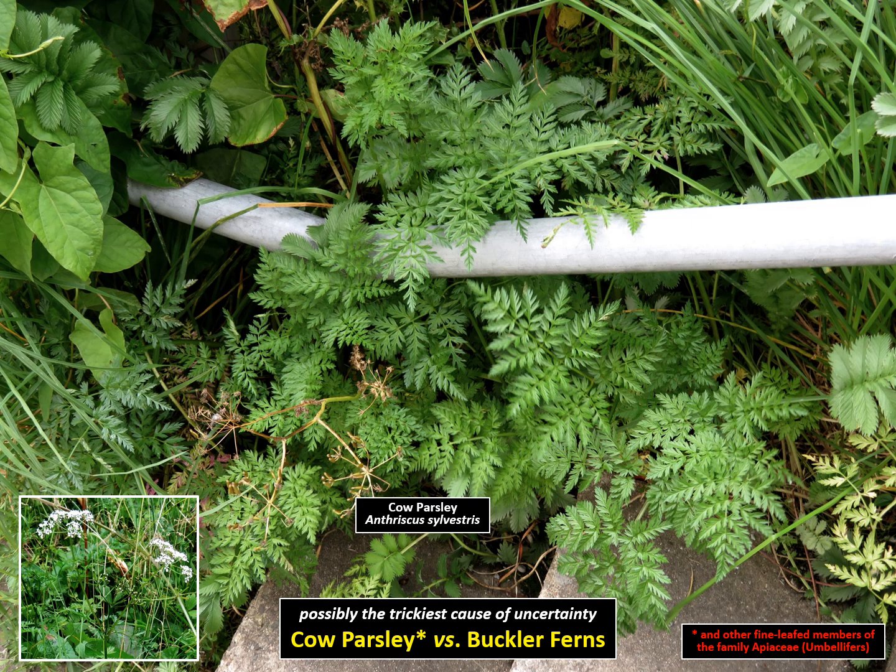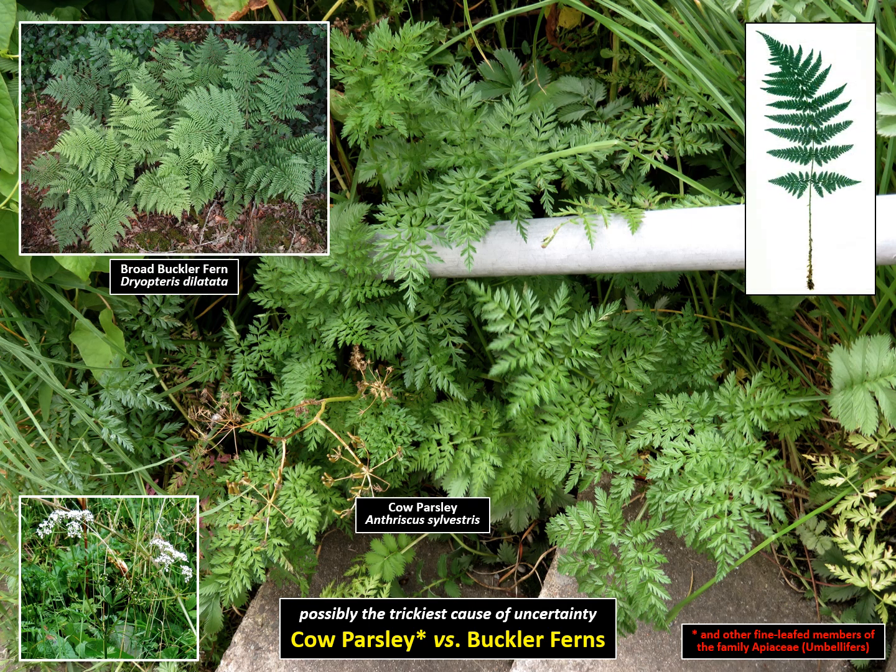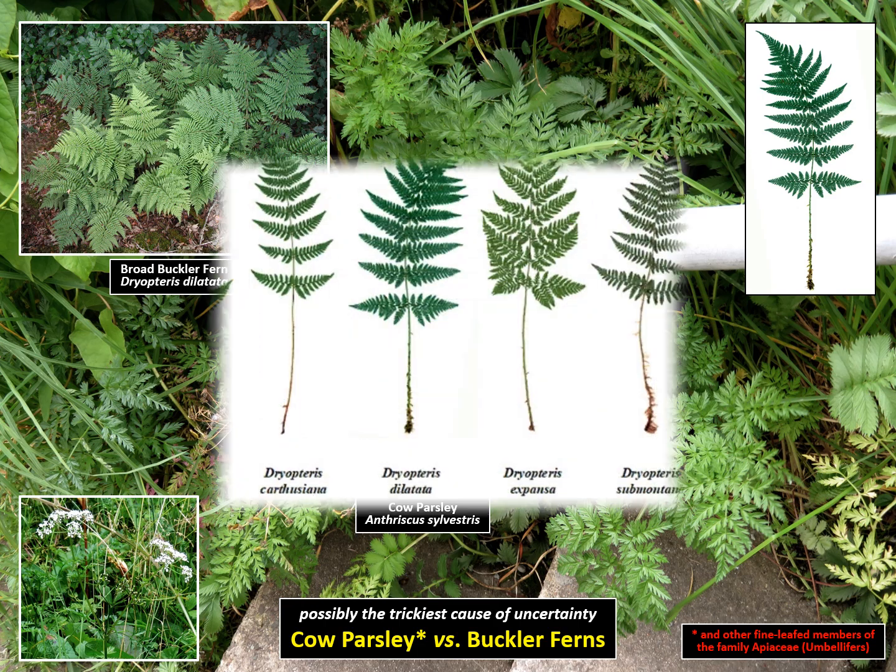Cow parsley, or several other members of the flowering plant family Apiaceae, the umbellifers, and the buckler ferns, notably broad buckler fern, which is very common and often occupies habitats that overlap with cow parsley. Once this distinction has been grasped, recognition of the other less frequently encountered buckler ferns should follow automatically.